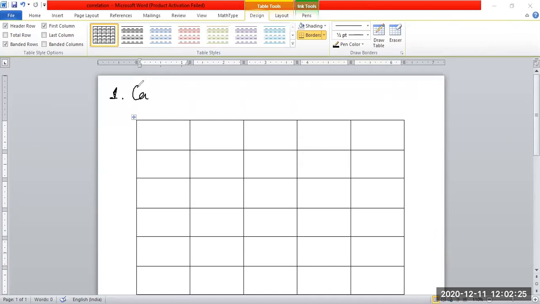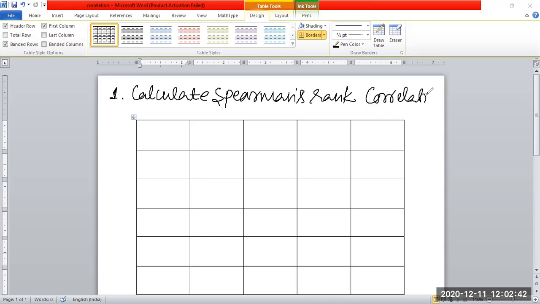Okay, calculate Spearman's rank correlation coefficient. Okay, calculate Spearman's rank correlation coefficient. Okay, just get ready for the first question.